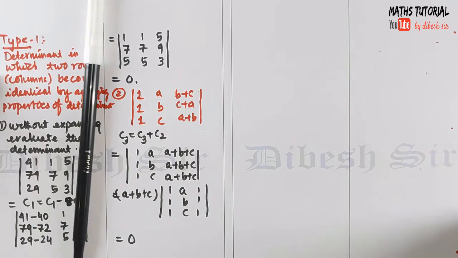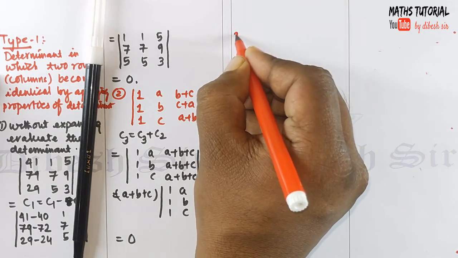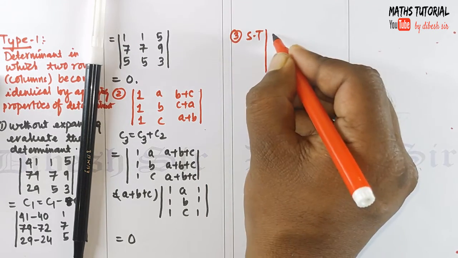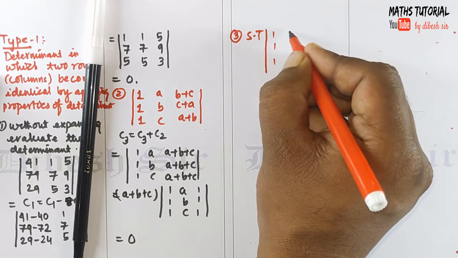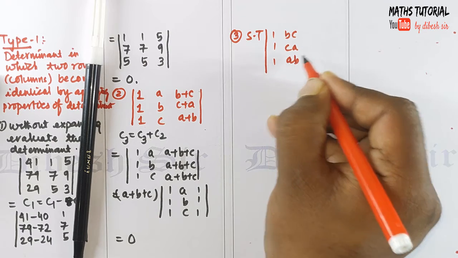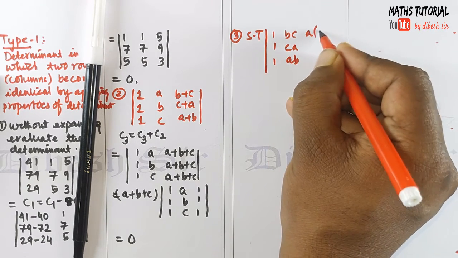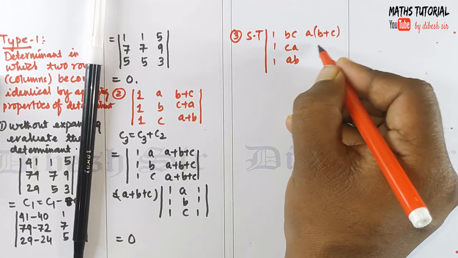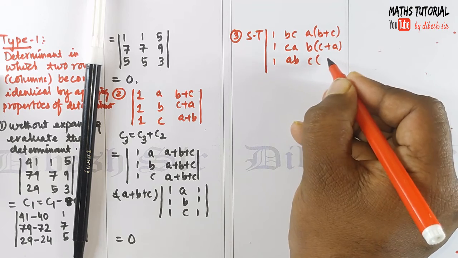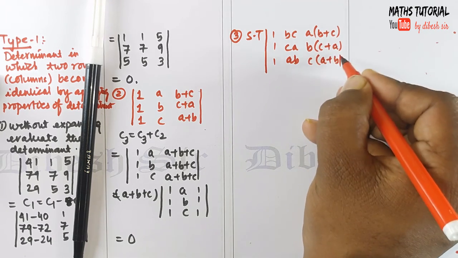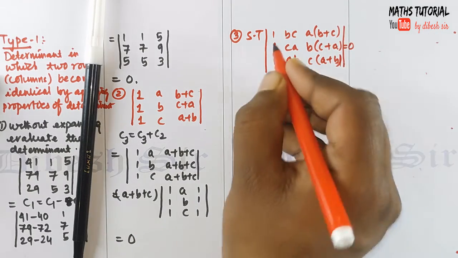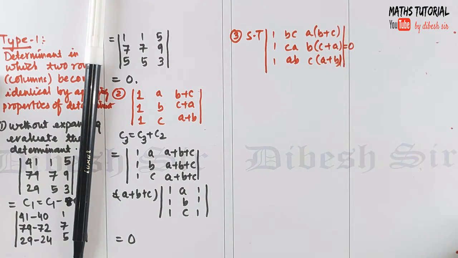Next question. Question number 3. Show that the determinant 1, 1, 1, BC, CA, AB, A times (B plus C), B times (C plus A), C times (A plus B) is equal to 0. We have to prove that this is 0.